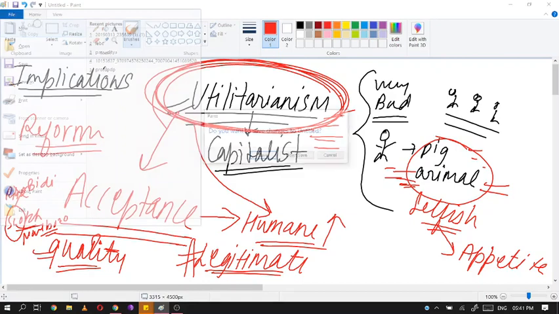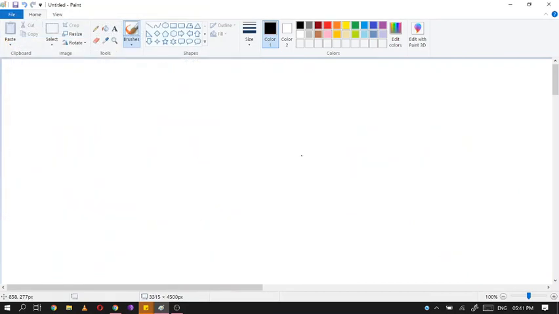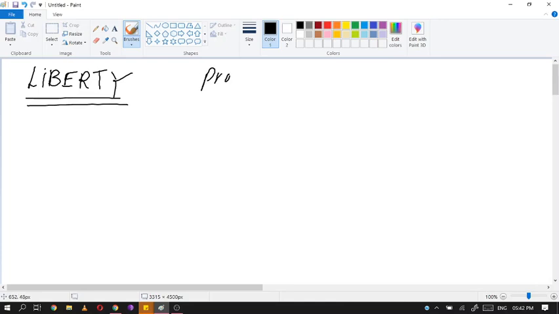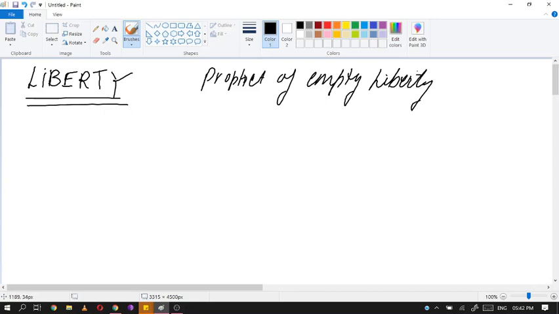So with that being clear, let's talk about liberty. Now Mill has been called a prophet of empty liberty. Prophet, messenger, empty, khali, liberty.